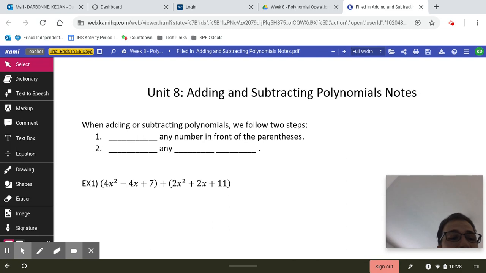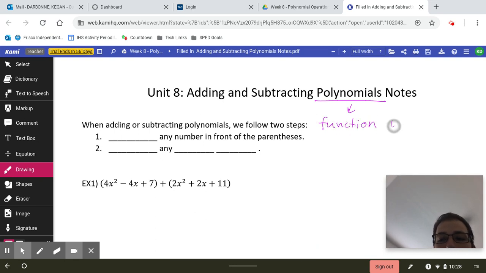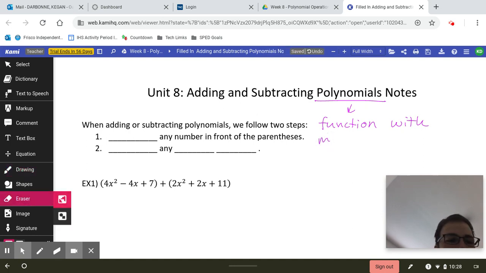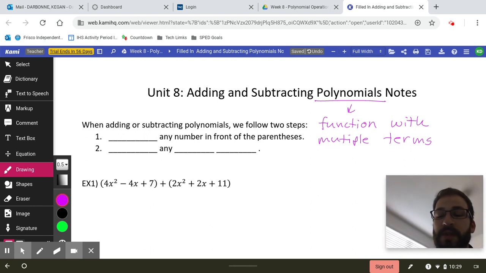Now, if we remember from last week, a polynomial is just a function with multiple terms. Okay, so nothing crazy, multiple terms. Just any function that's got more than one term, so more than just 2 or x or whatever, it's got multiple terms.